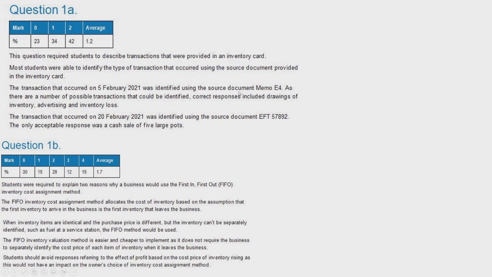So it's listed right here. February 5, memo: these transactions could possibly be identified as drawings of inventory, advertising, and inventory loss. Well, there you go. Inventory loss is a potential answer, but as I said earlier, it's at the start of the period, so I'm not very comfortable with that. Next, for the 20th of Feb, it was identified using a source document, EFT. The only acceptable response was the cash sale of 5 large pots. So there you go.